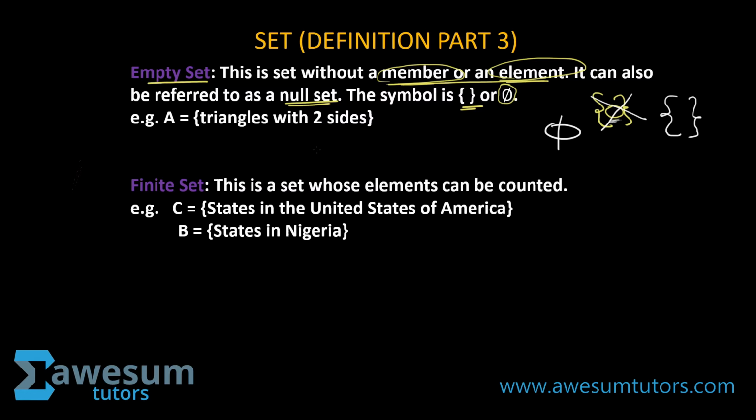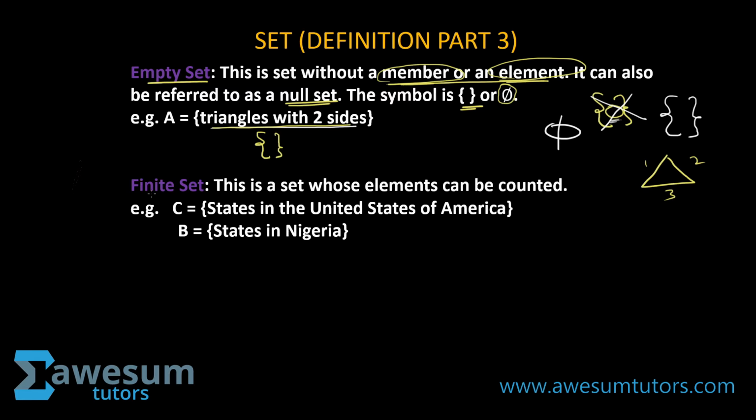Take for example, you have a set A, and you are asked to list the triangles with two sides. Take note, triangles only have 3 sides: 1, 2, 3, right? So you can never have a triangle with 2 sides. That means it is an empty set. Triangles will always have 3 sides.